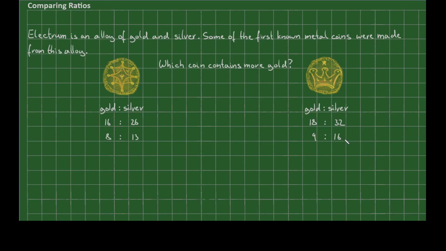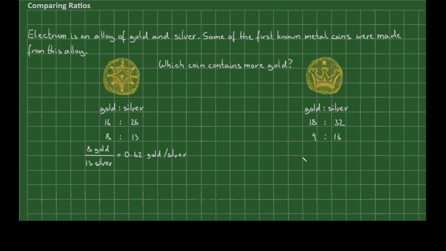To compare these two ratios, I'm going to convert them into fractions. And so the first ratio of 8:13 could be written as 8 gold over 13 silver. And that will give me 0.62 when rounded to 2 decimal places, gold per silver. This essentially means that for every silver part, I will have 0.62 parts gold.